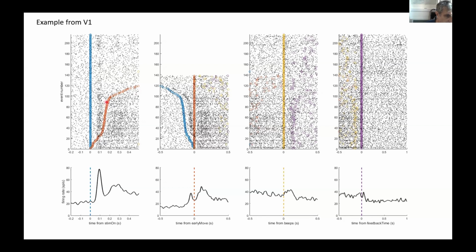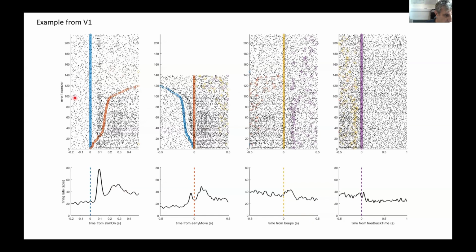Graph gets steeper. And then here we've got the late responses. So that's the blue and the red. The yellow points, which we see on later rasters, are the time that the feedback was given. So that's either a water valve opening for a successful trial, or a white noise pulse for an unsuccessful trial. And then the purple ones are times of licks. The first time the mouse licked after the reward was delivered.